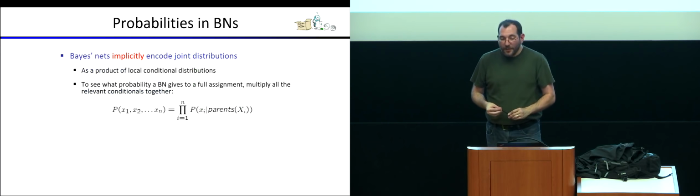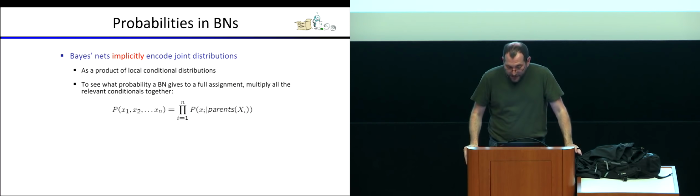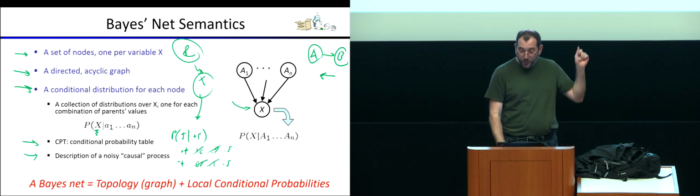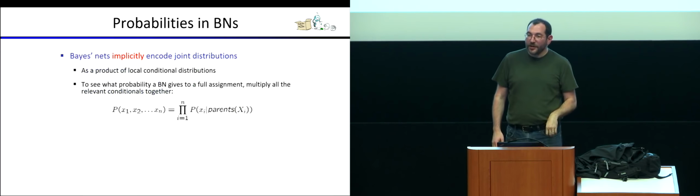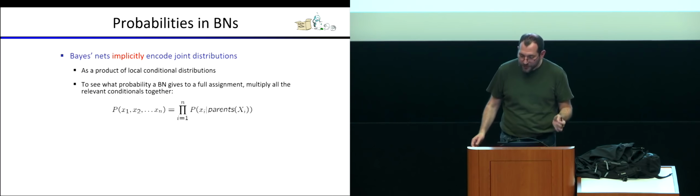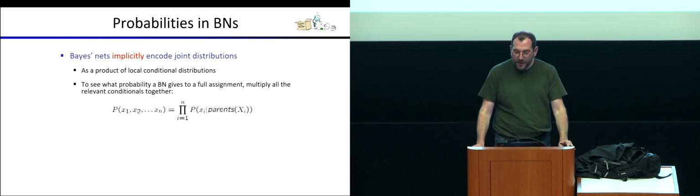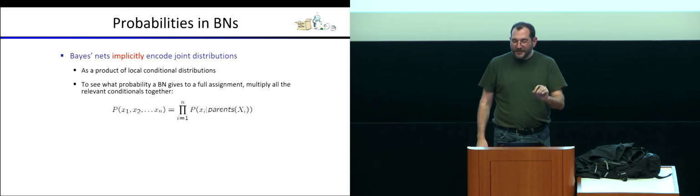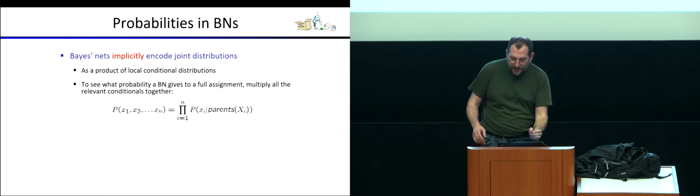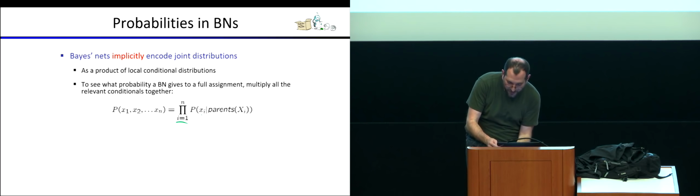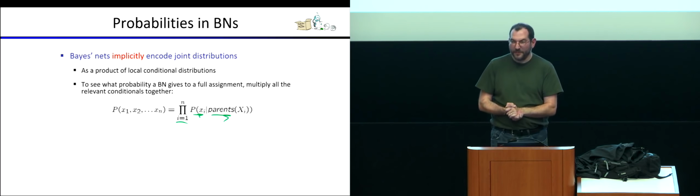so probabilities in a Bayes net. A Bayes net implicitly encodes a joint distribution. So I just told you what it was. It's a collection of variables, they have parents, and there's little conditional probabilities hiding under each node. They implicitly encode a joint distribution, according to the following definition. If you multiply together all of the little conditional distributions, one for each node, you're going to get the following expression. It's going to be a product over all the nodes of a probability of that node given its parents. Okay?